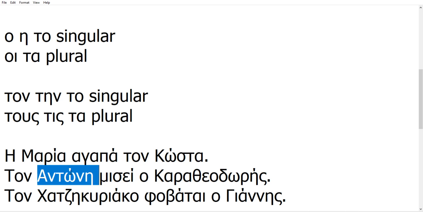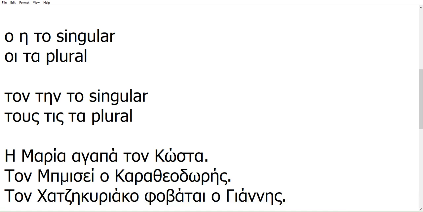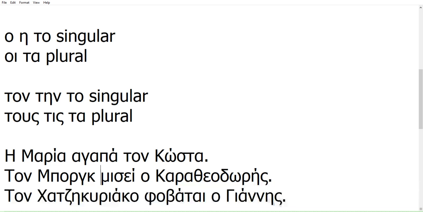I could write something completely different. I could write here, I don't know, Borg or something. Like I can make up a name. It doesn't matter. I know it's the object. It doesn't matter, it's at the beginning of the phrase. Tone here gives me this information. And the same here. So let me translate this one.